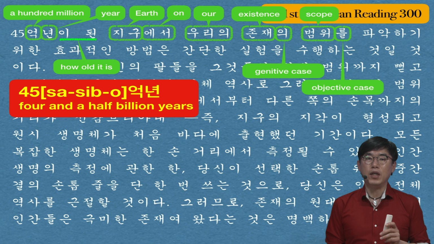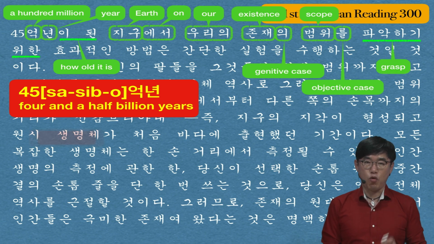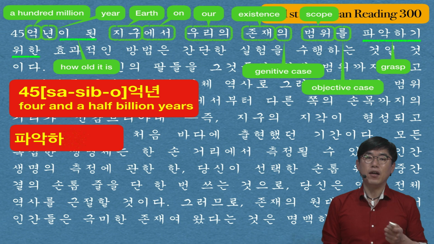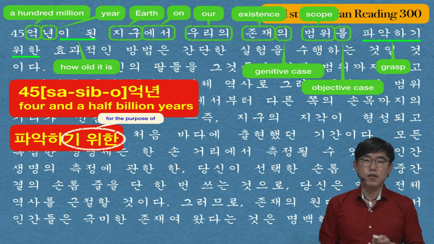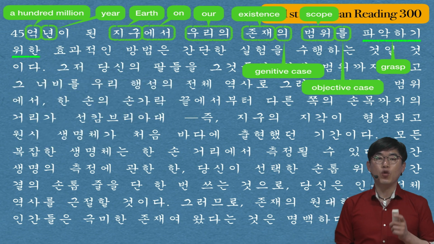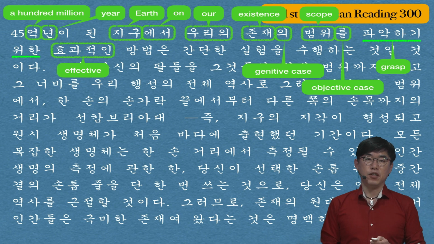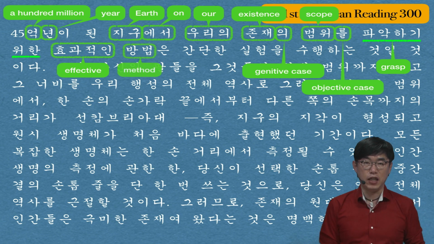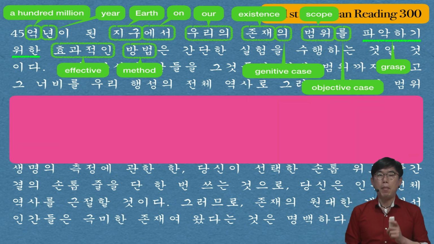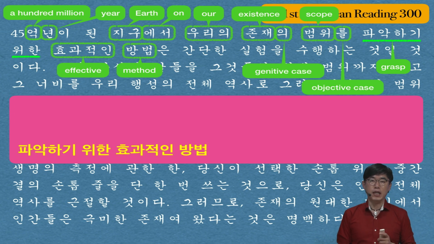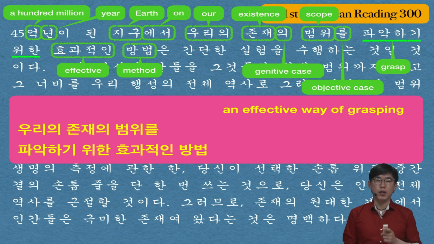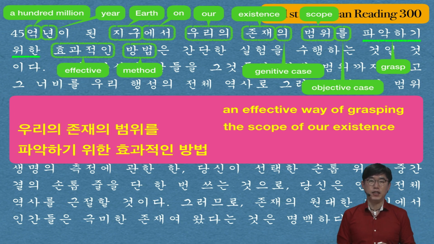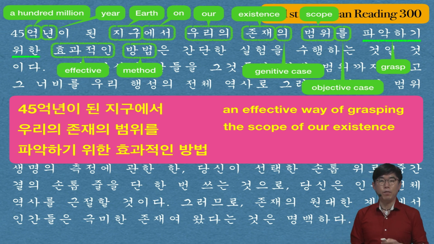And 파악하기 위한 came from 파악하다, which means to grasp or understand. And the letter 다 is replaced with 기 위한, which means for the purpose of. And this functions as the modifier of the noun behind it, 효과적인 방법. 효과적인 is an adjective and its meaning is effective. And 방법 is a noun and its meaning is a way or method. So 파악하기 위한 효과적인 방법 is an effective way of grasping. And 우리의 존재의 범위를 파악하기 위한 효과적인 방법 is an effective way of grasping the scope of our existence.